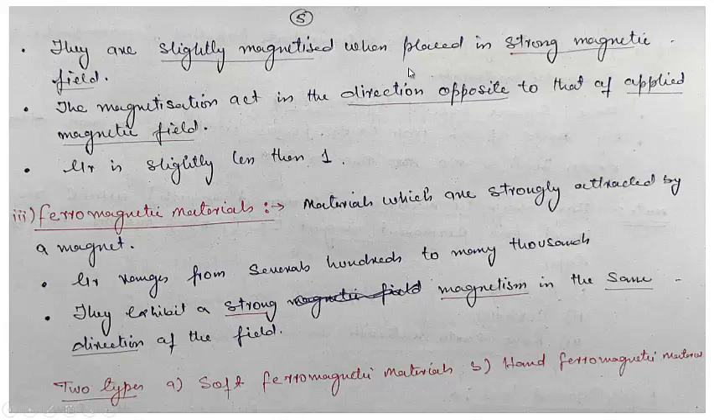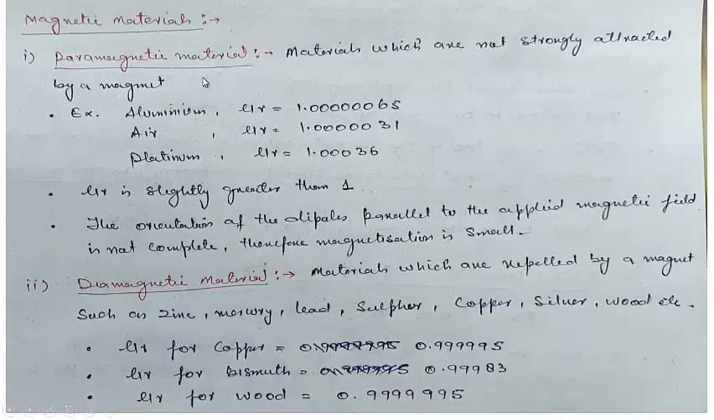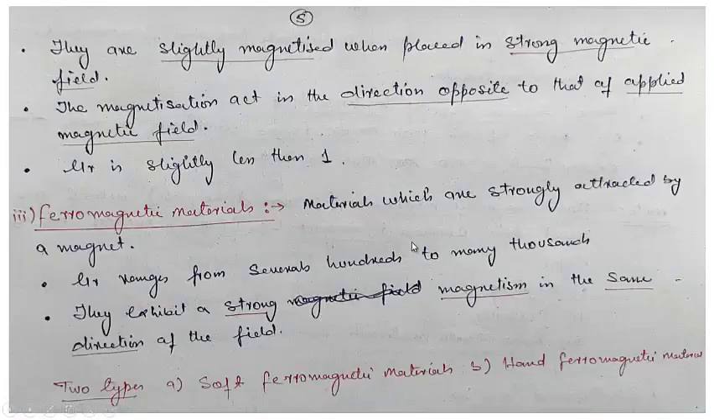They are slightly magnetized when placed in a strong magnetic field. These are also slightly magnetized, but the direction of the magnetization is opposite. The magnetization acts in the opposite direction to that of the applied magnetic field. That is why they are repelled by the applied magnetic field. Again, their magnetization is not complete, and they need a strong magnetization to do that.